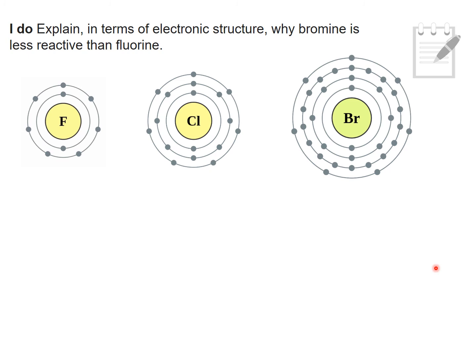Let's have a look at the halogens. I will model the first one for you, and then you guys will have a go at doing one independently. Explain in terms of electronic structure why bromine is less reactive than fluorine. My command word is explain, and I need to, in my explanation, be talking about the electronic structure.